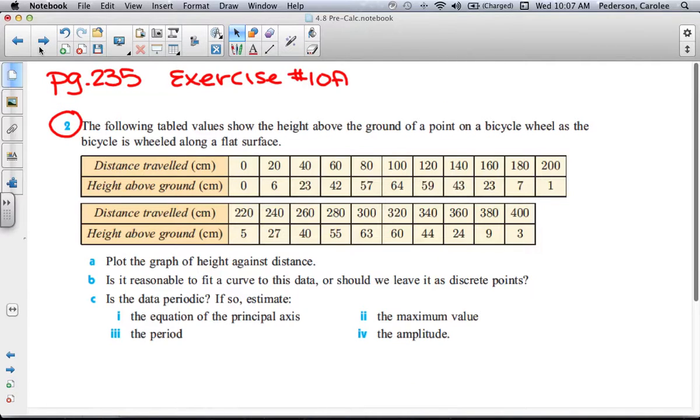And then on page 235, we don't ask you to write the equation, but we ask you to find the equation of the principal axes, what's the period, what's the maximum value, and what's the amplitude, and then graph it also. These are also online on my main downloads page as a PDF, so if you wanted to print it off. And then I have textbooks for you to use today if you want to write the problems down.